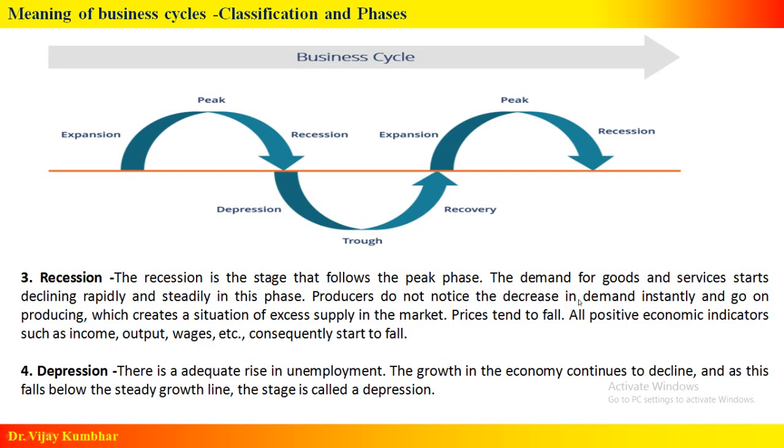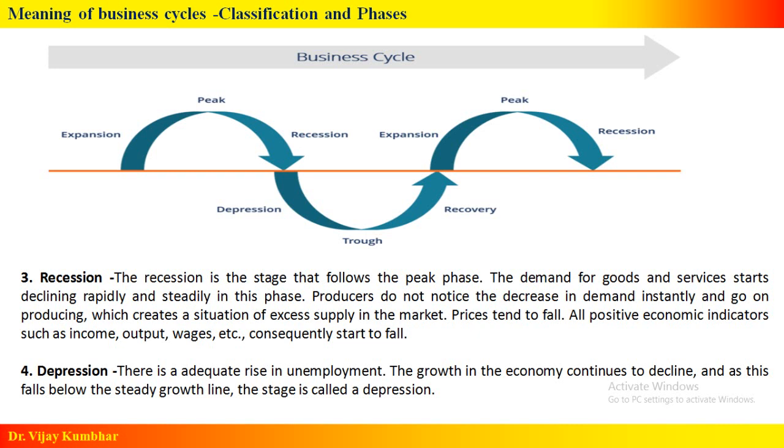Producers do not notice the decrease in demand instantly and go on producing, which creates a situation of excess supply in the market. It means in case of recession, producers are going to produce more goods and services. It leads to excess supply of goods and services in the market, and it leads to fallen prices. All positive indicators such as income, output, wages, and other economic factors consequently start to fall. It is the fallen situation of the economy.